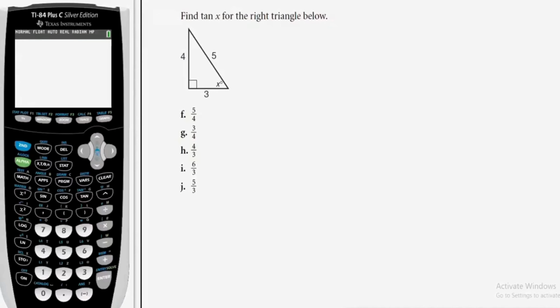In this video, we're going to learn how to solve this ACT math question easily and fast using the TI-84 Plus scientific calculator. The question says find tan x for the right triangle below. Now guys, for this question, there are two ways you can solve this problem, and it's very simple. Let me show you now.